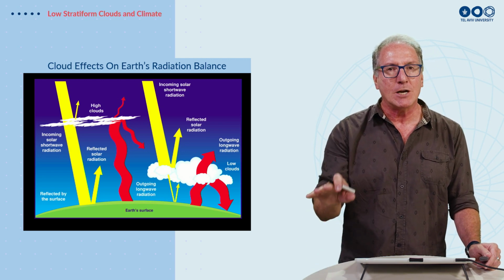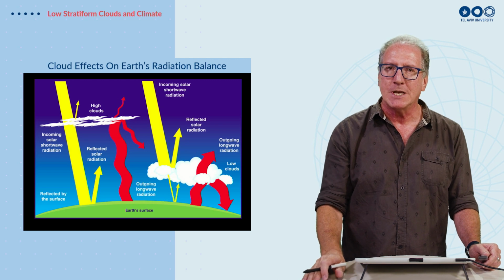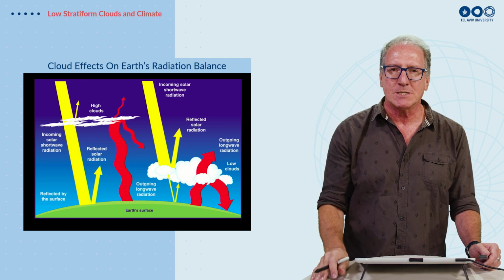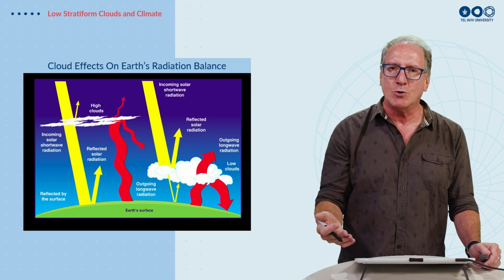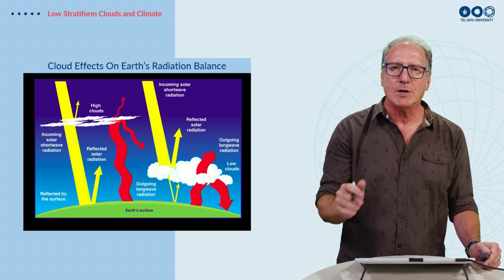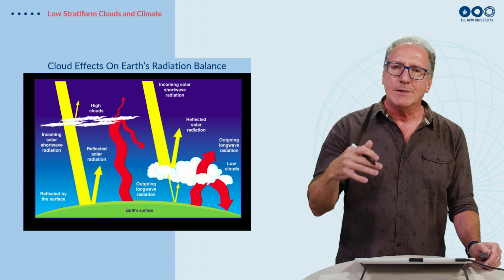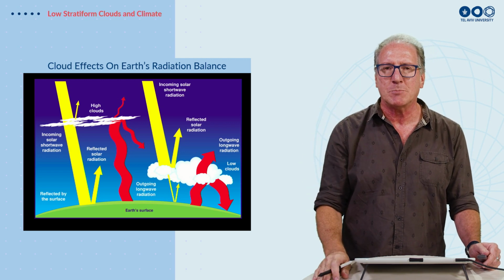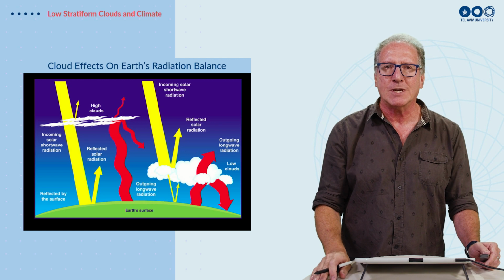On the right-hand side, the low clouds, which are mainly water droplets, they reflect a lot of the sunlight, most of the sunlight, having a cooling effect. They also trap in a lot of the heat, but because these clouds are very low and close to the surface, the clouds re-emit this energy out to space, and when we put these two effects together, the low clouds generally have a cooling effect on the temperature.